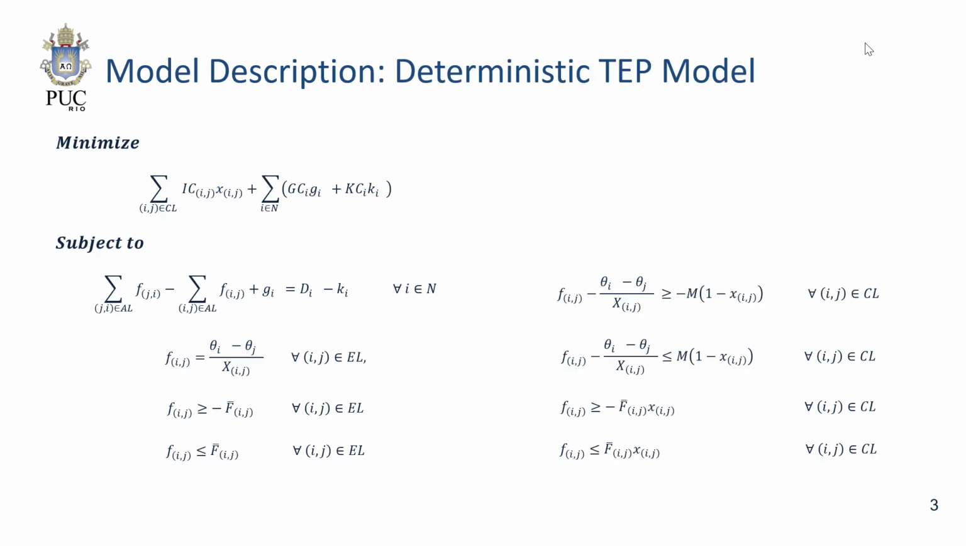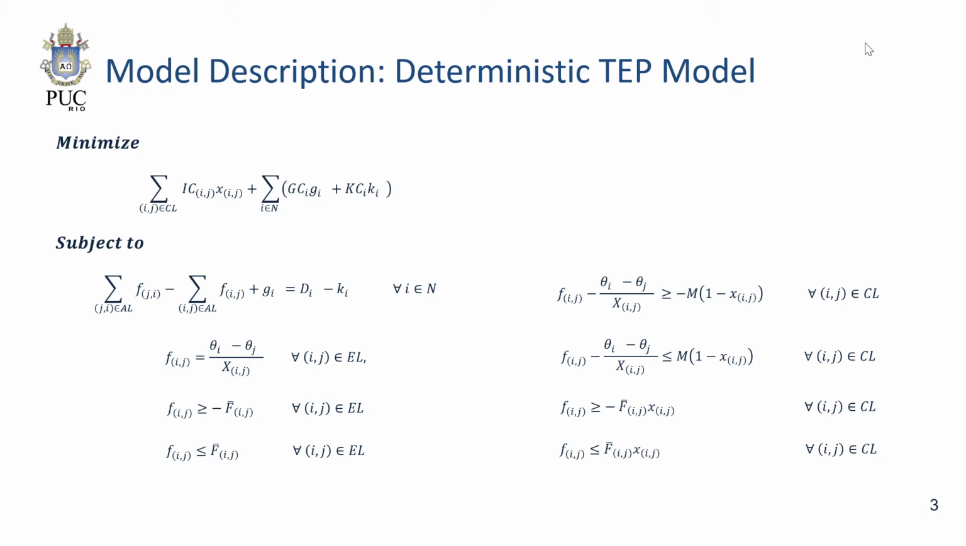So let's look at a basic TEP model. Here we have two parts of the objective function. The first part is the decision of investment. So there's a cost of investment and there is a binary option of investment, or I invest in building a circuit, or I don't invest in building a circuit. The right side is basically minimizing dispatch. So you want to attend loads with your generation at minimum cost.